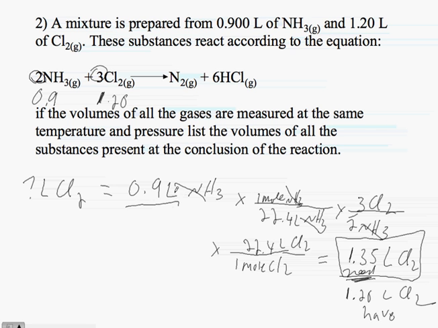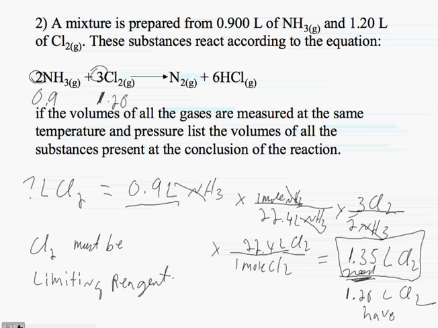If I have 0.9 liters of ammonia, then I would need 1.35 liters of Cl2, but the equation is telling me that I only have 1.2 liters of Cl2. So if that's the case, then Cl2 must be the limiting reagent. Okay, but before we make that conclusion, let's go back and take a look at our ammonia.